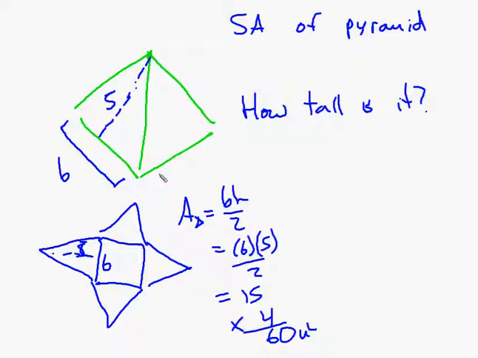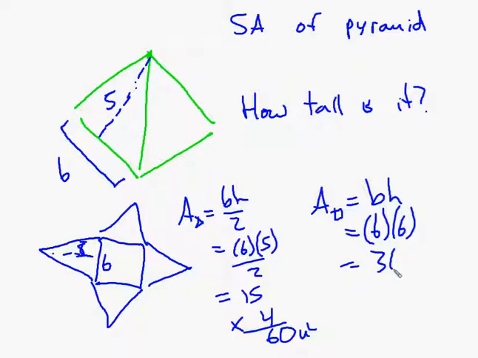You with me? And then I need the area of the square. The area of the square is base times height. Well, that's 6 times 6, 36. So the surface area is going to be 96 units squared.